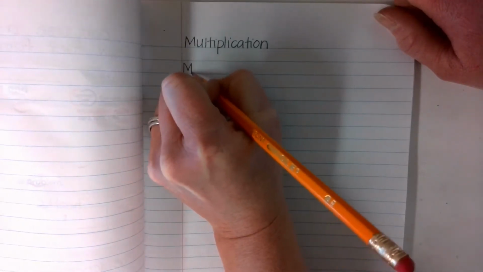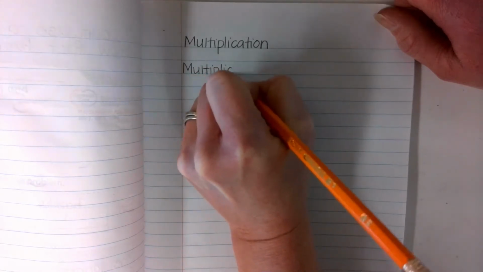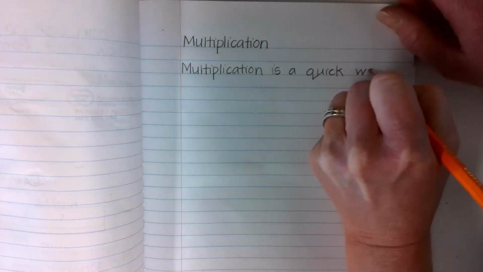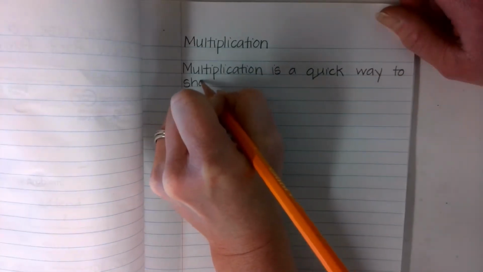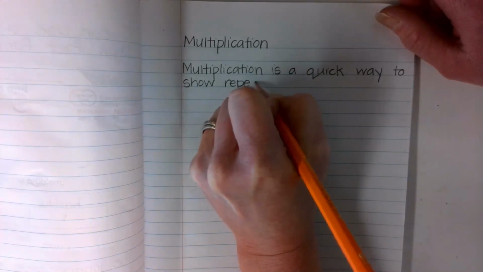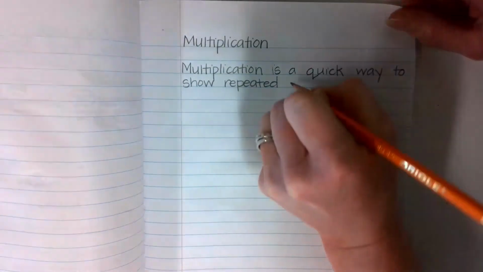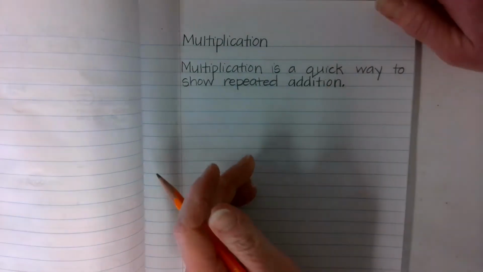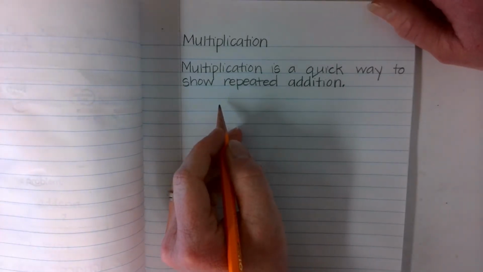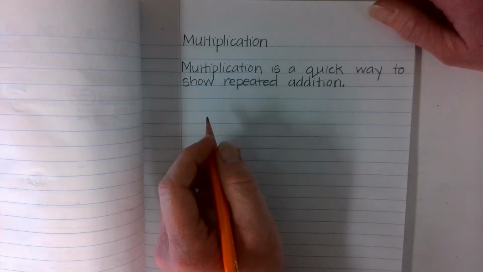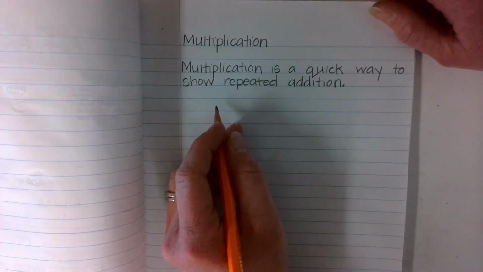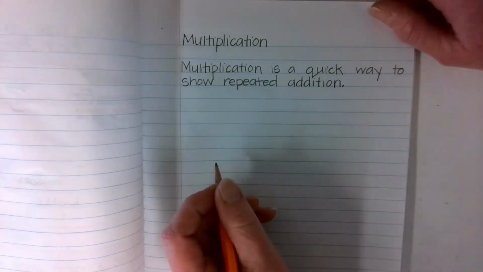So we're going to write multiplication is a quick way to show repeated addition. And when we say repeated addition, we're talking about addition where all of the addends are the same number. So a doubles fact, you can write a multiplication number sentence for, but every addend has to be the exact same number.